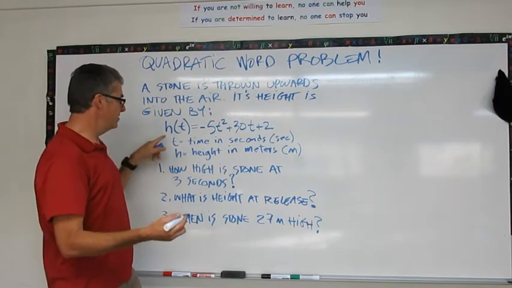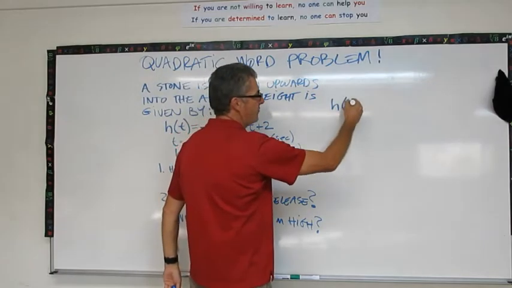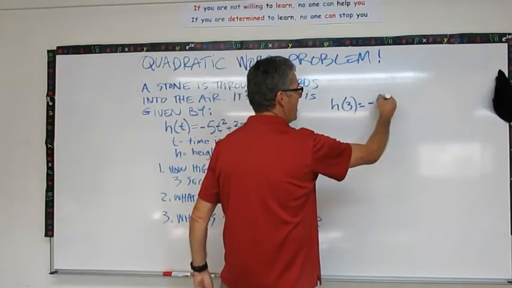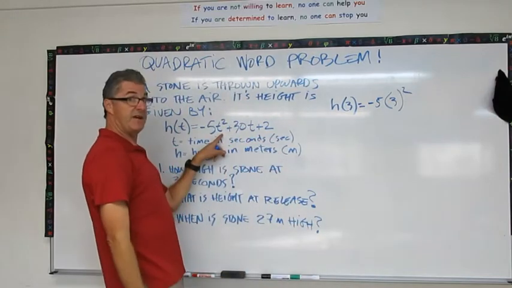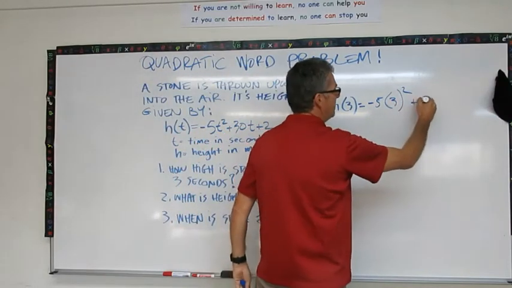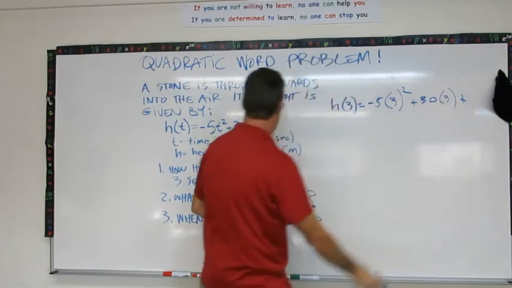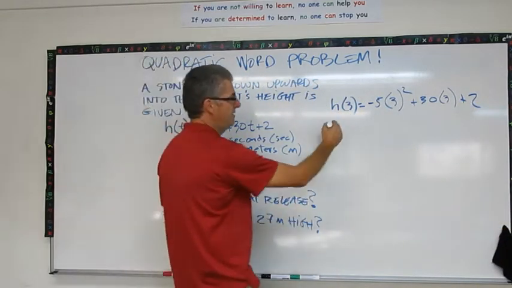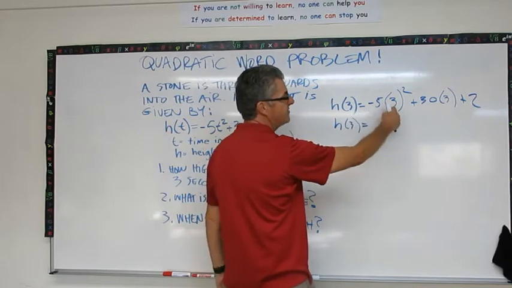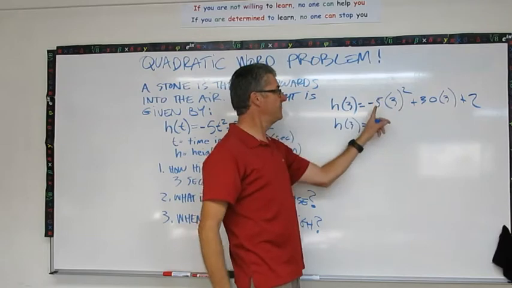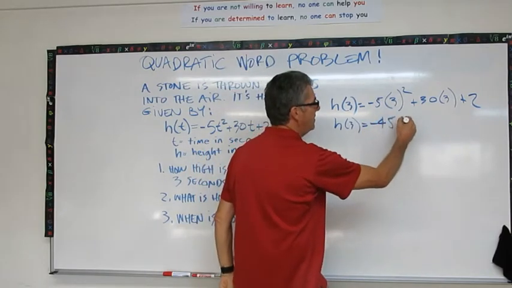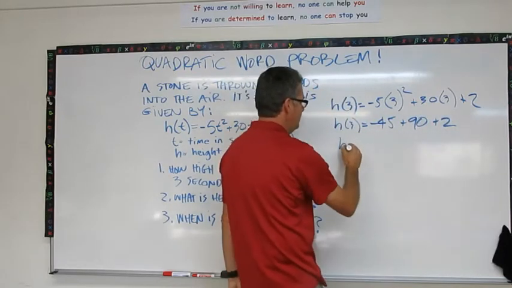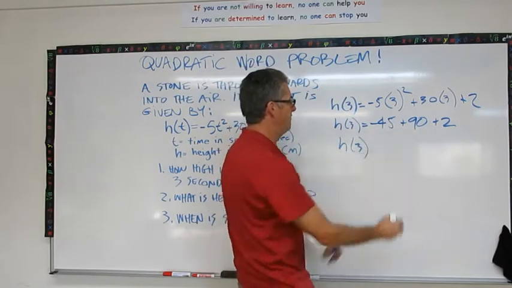So all I have to do, and I'm going to use my notation, so h of 3, remember what that means is the height at 3 seconds, it's going to be minus 5 times 3 squared. I'm pulling it out of my equation right there, plus 30 times t, plus 30 times 3, and I have my plus 2 at the end. Let's get that out of the way. Now I'm just doing a bunch of math. h of 3 equals minus 5 times 3 squared. So 3 squared is 9 times negative 5 is going to be negative 45, plus 30 times 3 is 90 plus 2. So h of 3 is going to be 47.